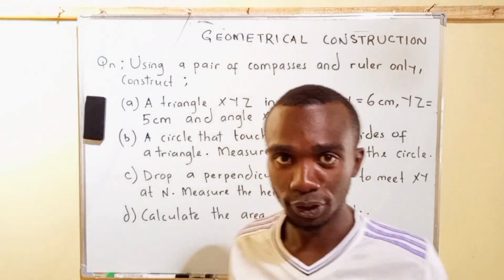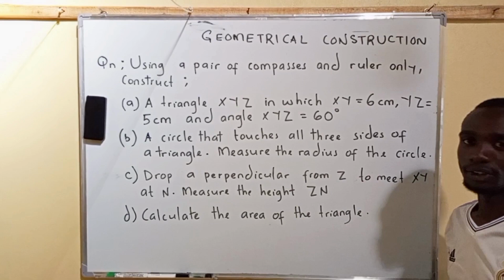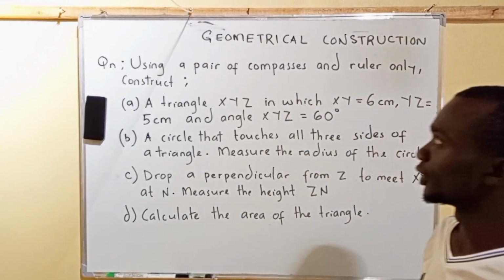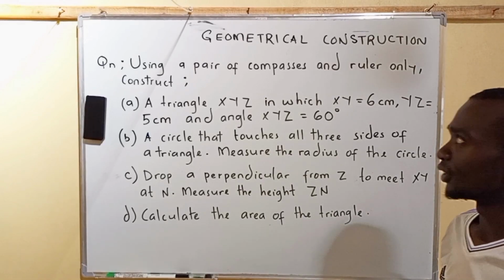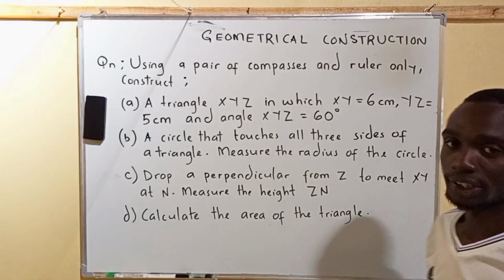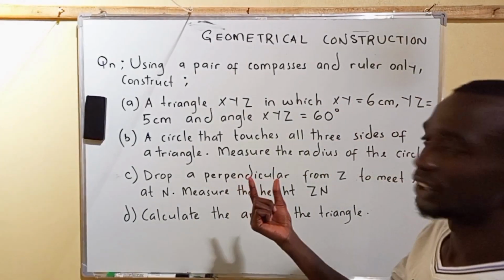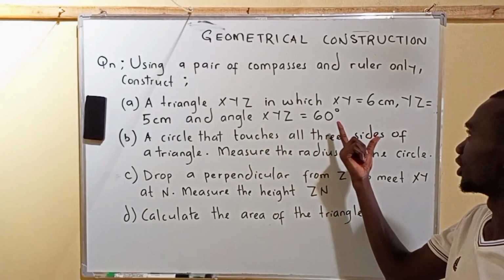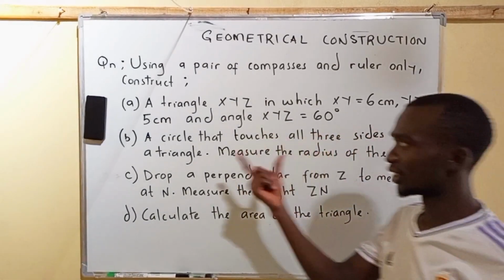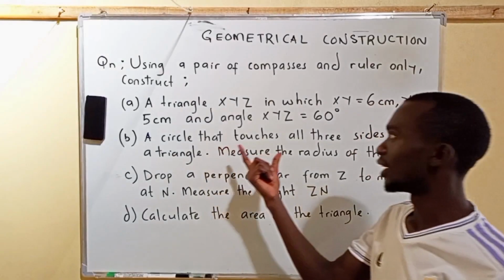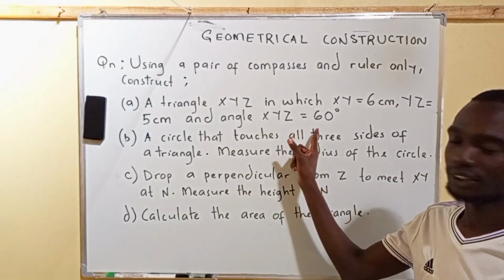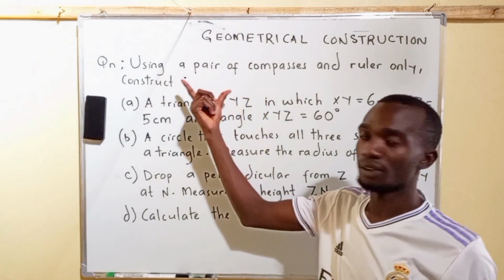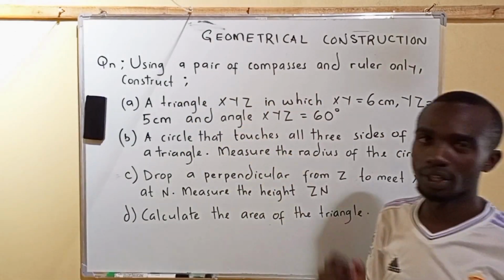In this tutorial, I'm going to teach about geometrical construction, in which we are going to answer the question on the board, which says, using a pair of compasses and a ruler, construct a triangle XYZ, in which XY is equal to 6 centimeters, YZ is 5 centimeters, and the angle XYZ is 60 degrees. So we are only going to use a pair of compasses and a ruler only.